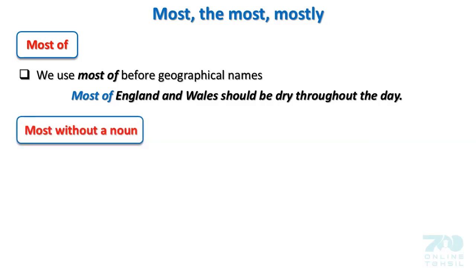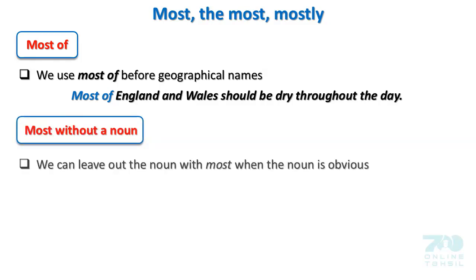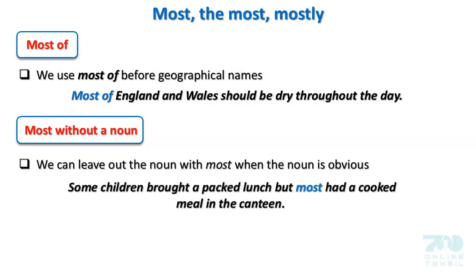Most without a noun. We can leave out the noun with most when the noun is obvious. Talking about school lunches: Some children brought a packed lunch, but most had a cooked meal in the canteen. Most children.